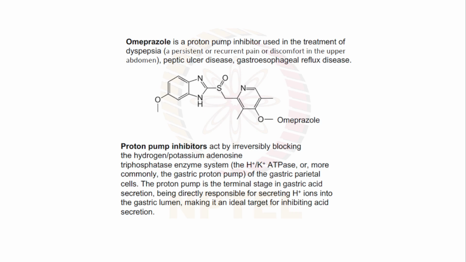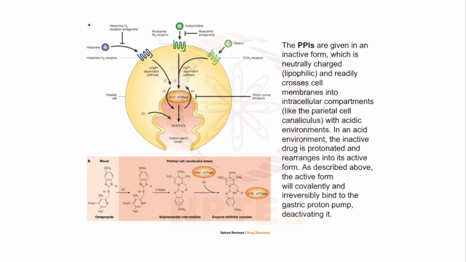These proton ions will further lead to the production of HCl, which can cause an increment in the disease. So to prevent that from happening, omeprazole is an effective treatment. It will bind to this H+ K+ ATPase and will block its function. Then again, it will bind irreversibly to this.